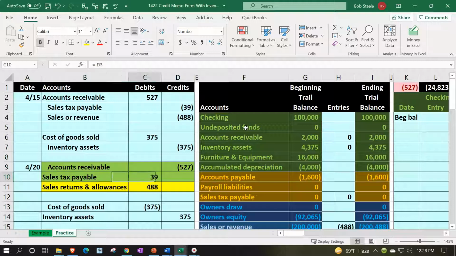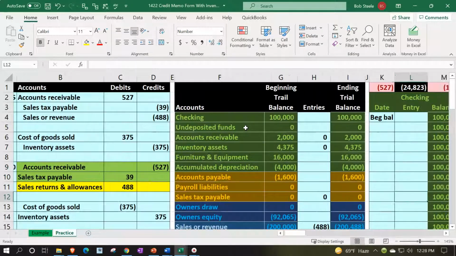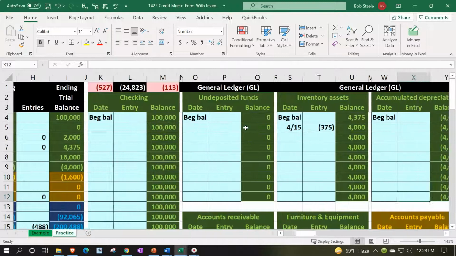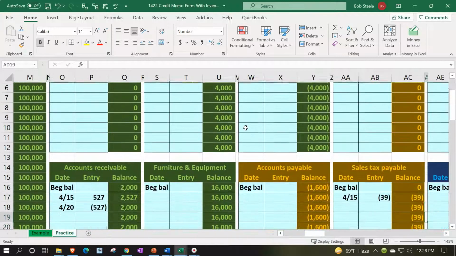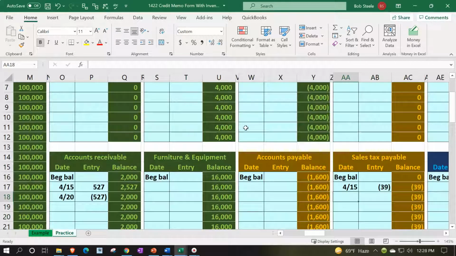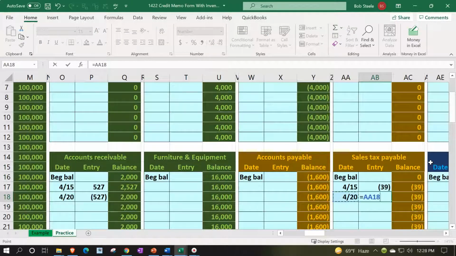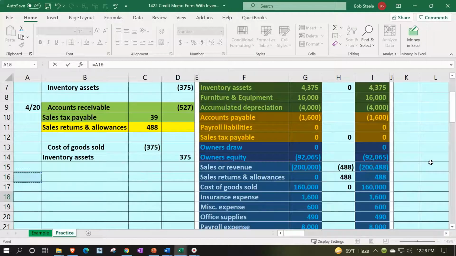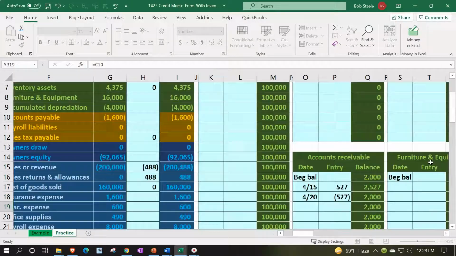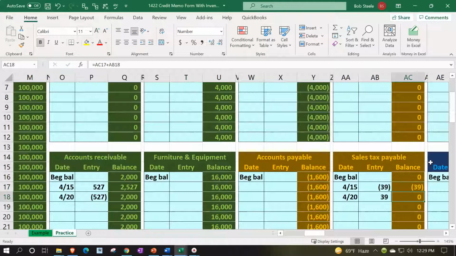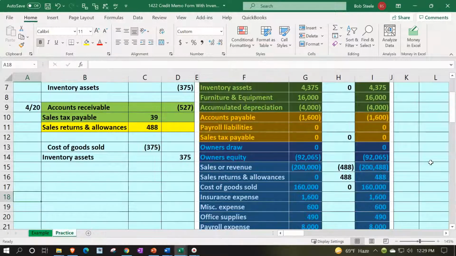Secondly, sales tax payable, which is the last liability account. We got in the GL assets in green, liabilities in orange, last liability on 4/20. I'm in cell AB18. AB18, we're going to say equals left to the wall, picking up then that 39, reversing the 39. So it went up and then it went back down because we reversed it with the credit memo, back down to 0, just like it shows on the good old TB trial balance.